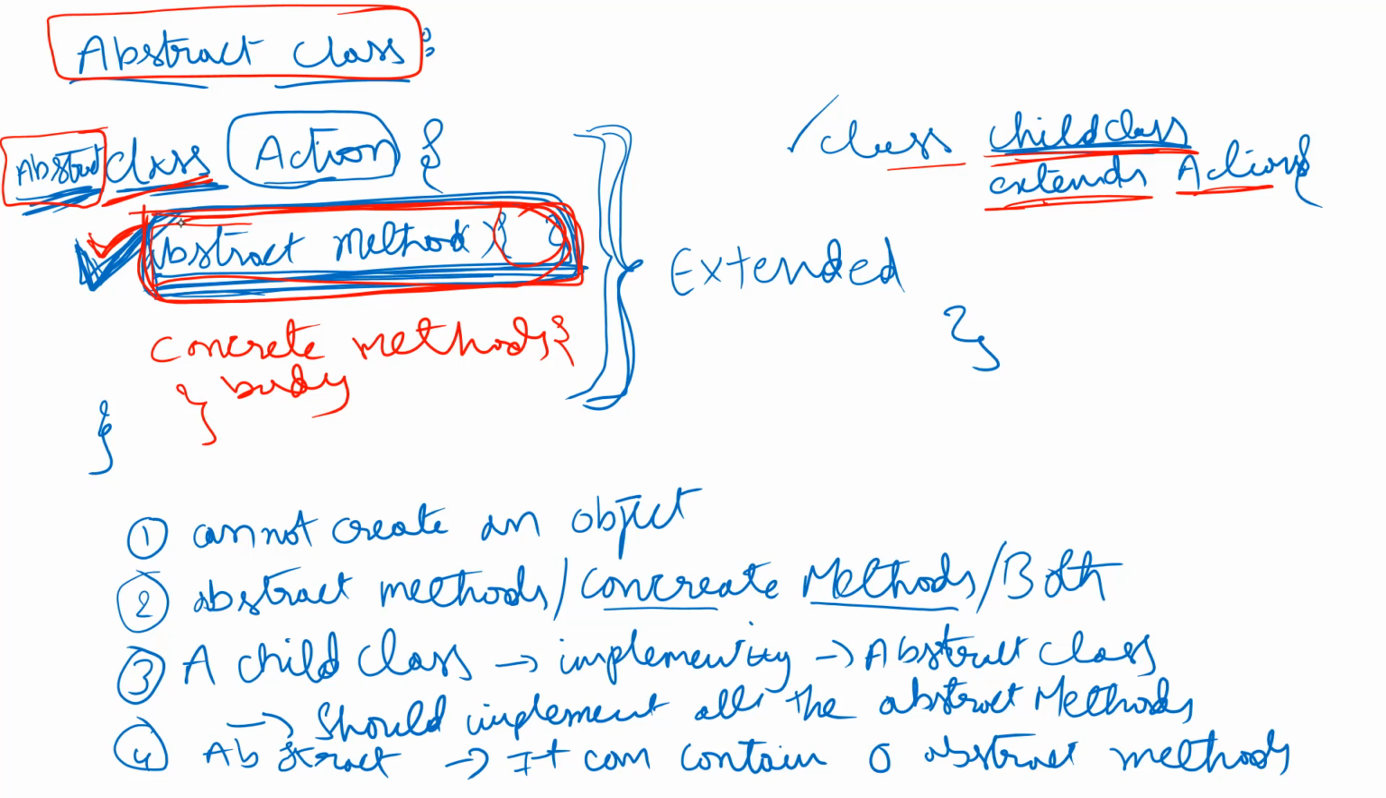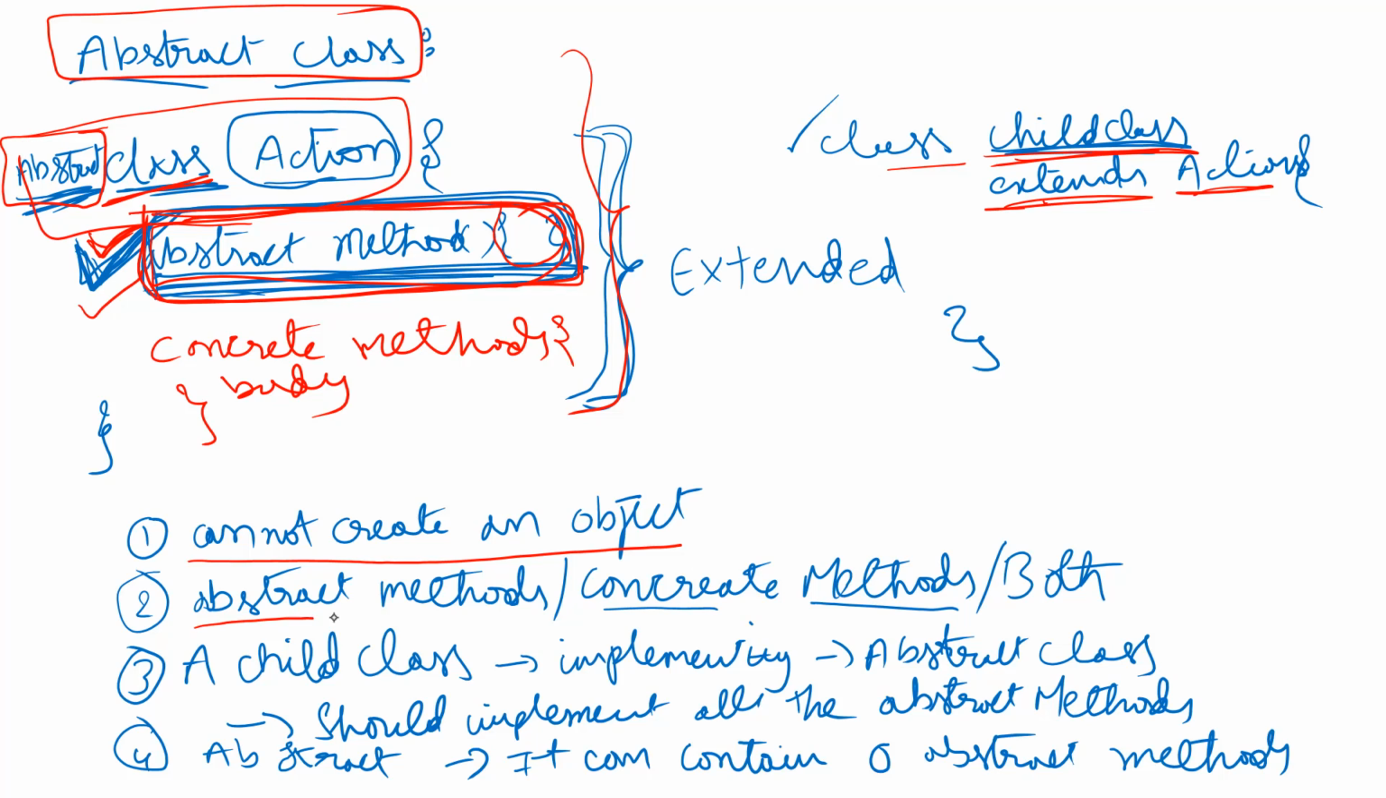this method, the abstract method. Some of the points we have to remember are: cannot create an object. We cannot create an object for an abstract class. The reason is abstract class is like an incomplete class because it contains abstract methods which are not implemented. So if Java allows you to create objects for these abstract classes, then if somebody creates an object and tries to access this abstract method, it will throw an error. That's why Java doesn't allow creating objects for abstract classes.